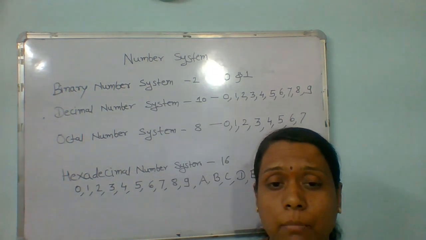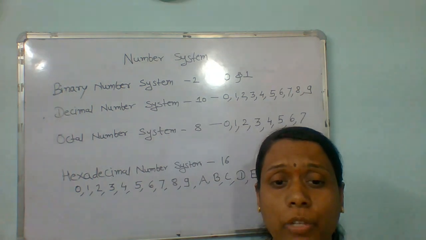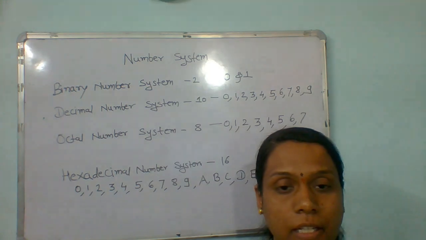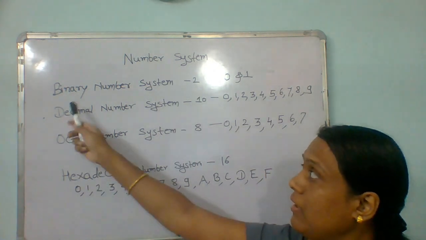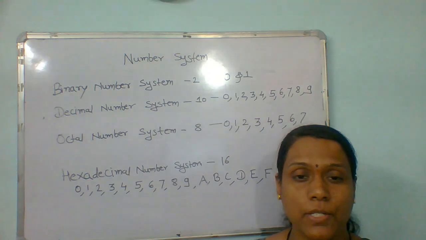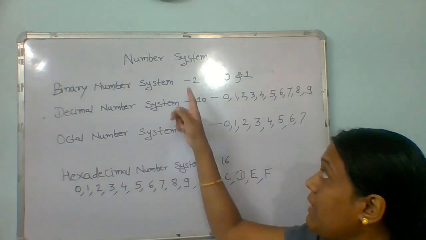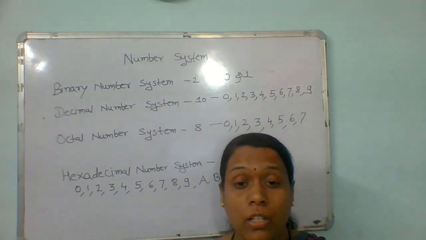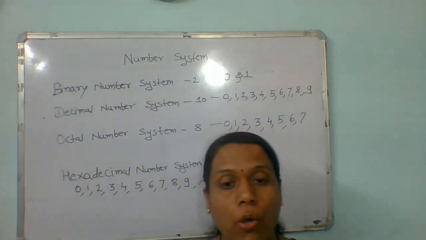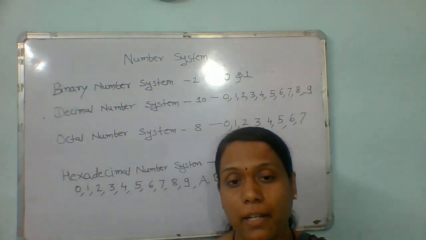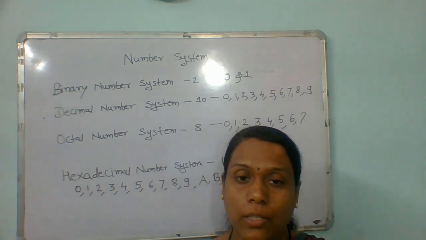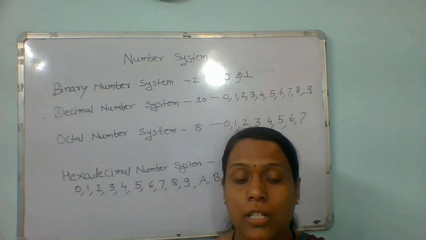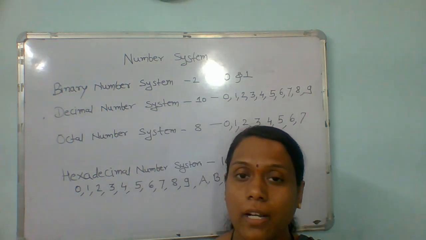Now, one by one we are going to learn the number systems. I will just give an introduction to which number systems there are and how many symbols are present in each. First we consider the binary number system. As the name suggests, binary, 2. It consists of two symbols, and those are 0 and 1. Any number formed in the binary number system is a combination of 0 and 1 only.